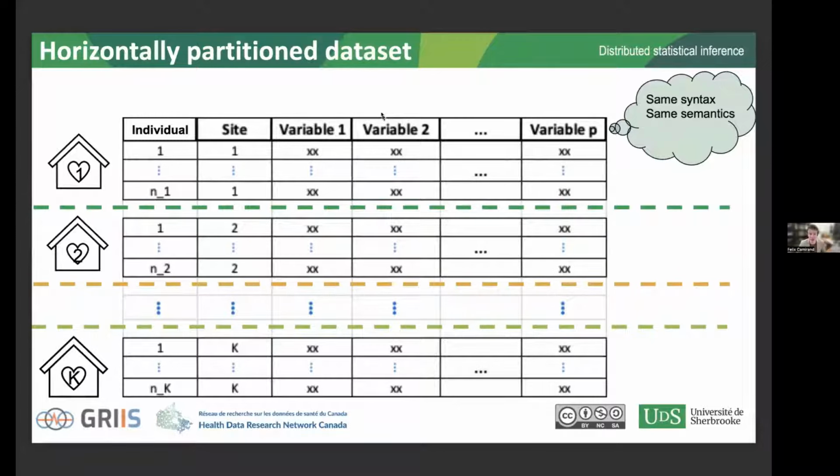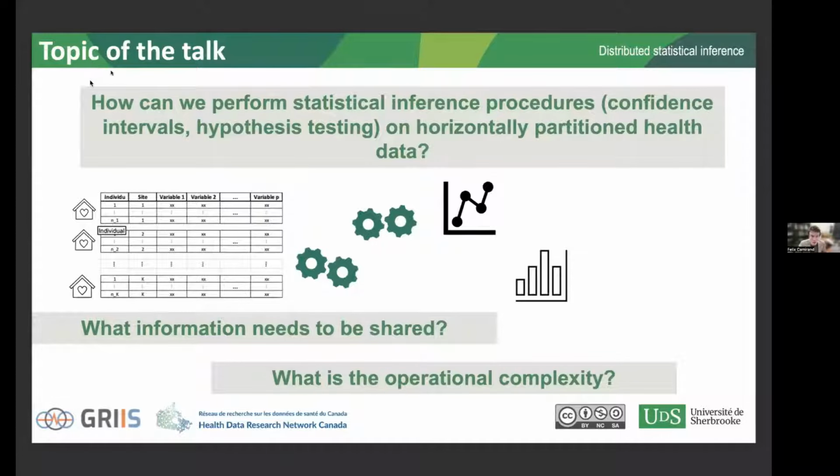So this means that a lot of preprocessing work has been done before thinking about applying these statistical methods. But we assume that this has been done, and now we're really focusing on the type of statistical analyses, statistical inference methods, that we can do using data that possess this structure. So the question is, how can we perform statistical inference procedures? And by this we mean computing confidence intervals and doing hypothesis testing on horizontally partitioned data.